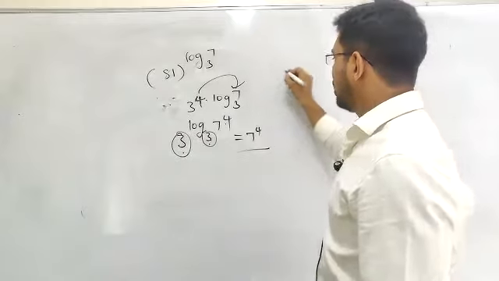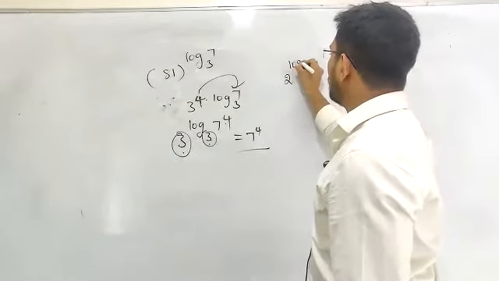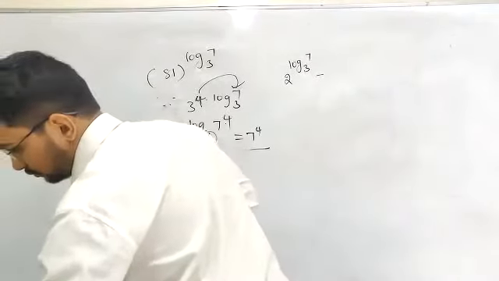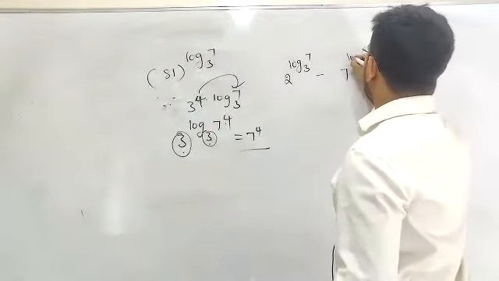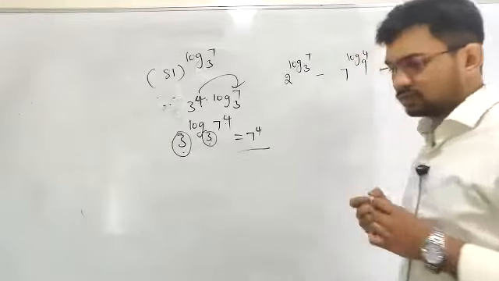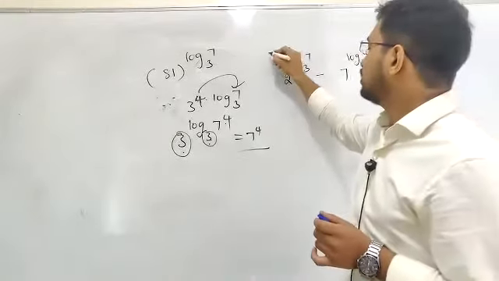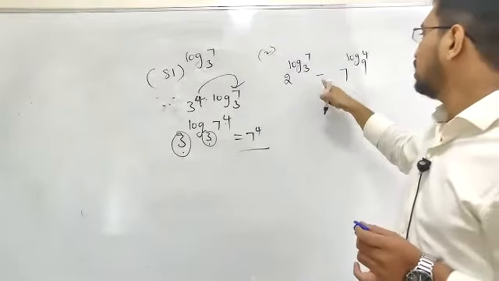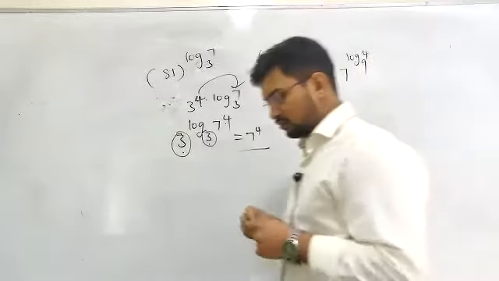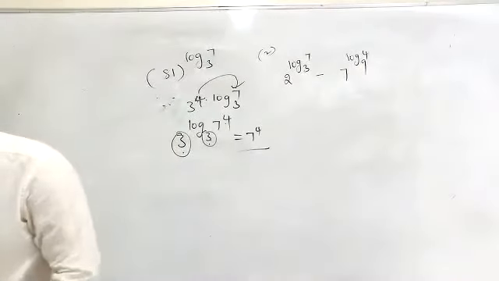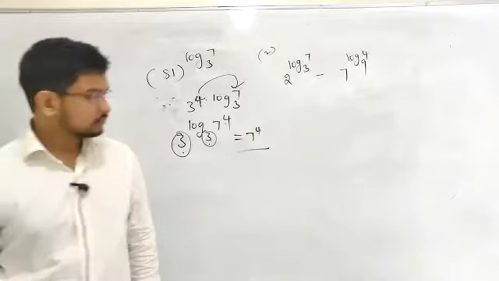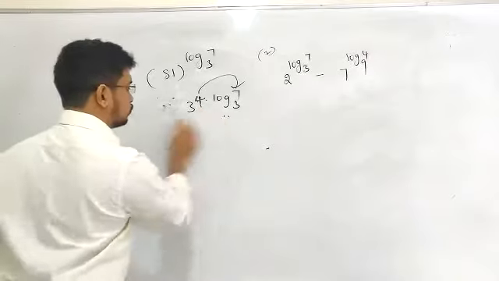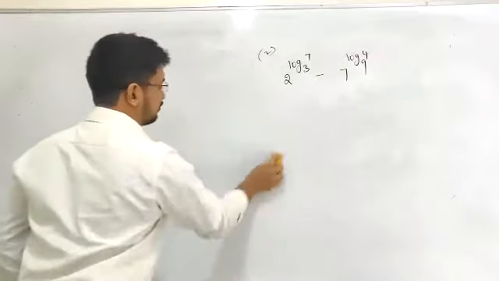This is problem number 1. There is nothing, just application of properties. 2 power log 7 base 3 minus 7 power log 4 to the base 9. Next problem, problem number 2, is something like this: find 2 power log 7 to the base 3 minus 7 power log 4 to the base 9. So find the value of that. Make it fast, make it fast.